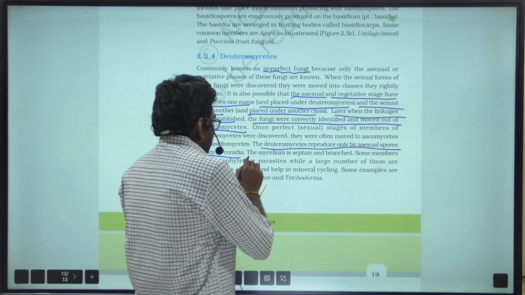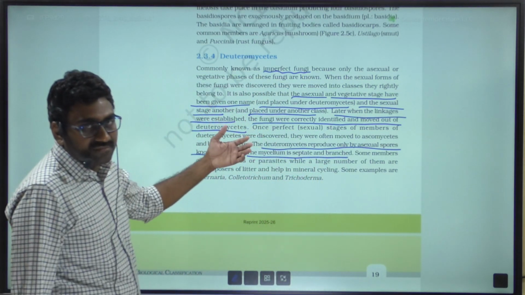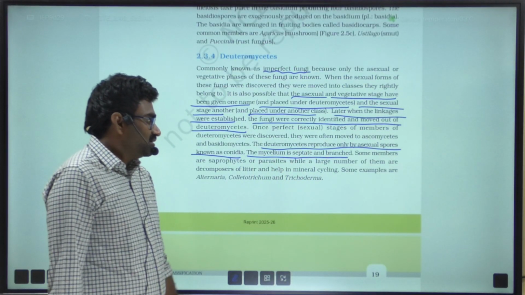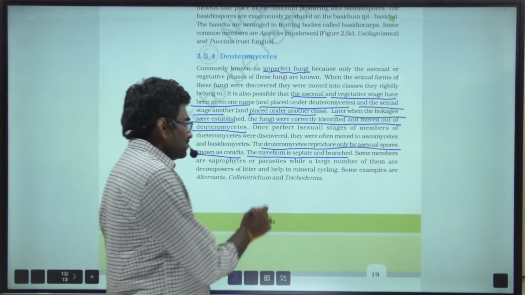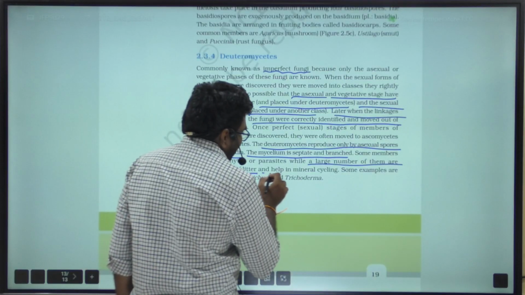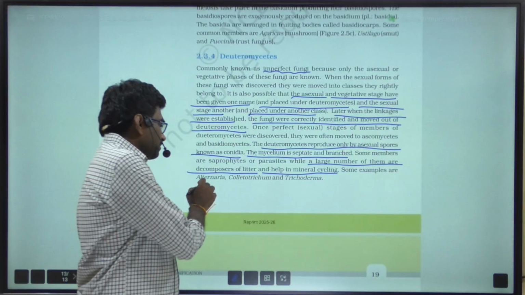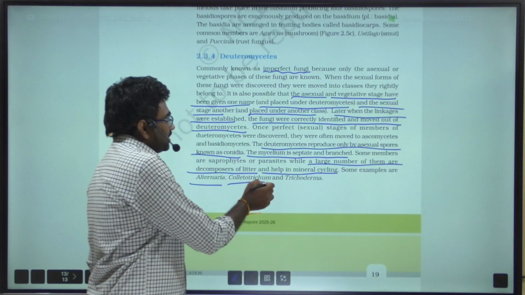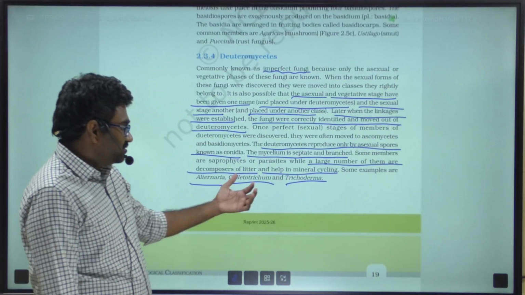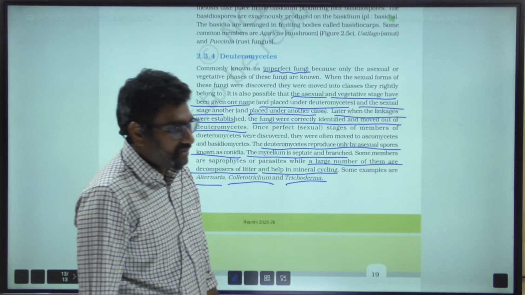Here the mycelium is septate and branched, just like Ascomycetes and Basidiomycetes. Some members are saprophytes or parasites, while a large number of them are decomposers of litter and help in mineral cycling. Some examples are Alternaria, Colletotrichum, and Trichoderma, the examples of Deuteromycetes.